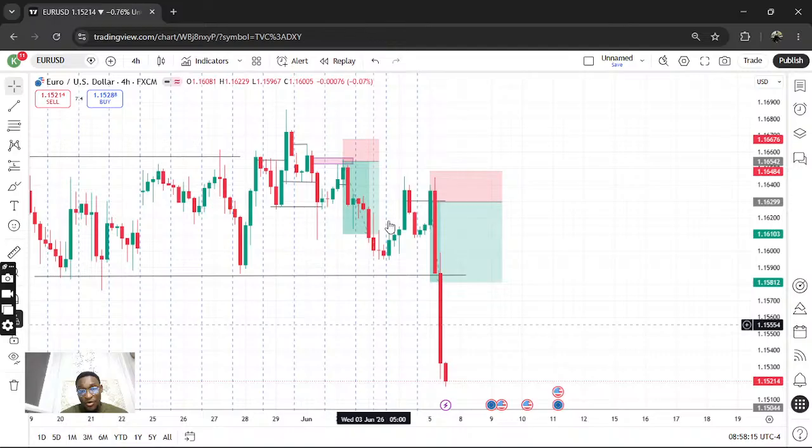Now, from this point up to this point was a fair value gap. That is first thing. And also, looking at this particular bullish candle, the last bullish candle that was formed before this movement on Tuesday and Wednesday, that is the order block.